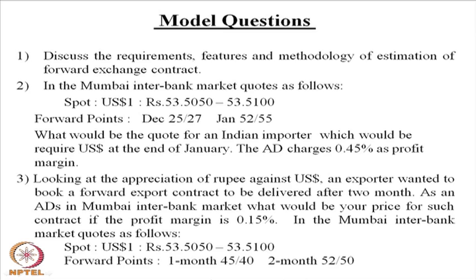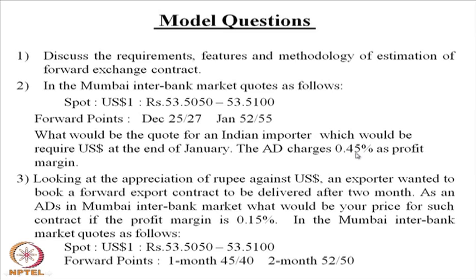Then the second question is a problem. Here the Mumbai interbank market dollar rate is given to you, forward points are given to you, and what would be the quote for an Indian importer who requires US dollars at the end of January. The importer requires dollars, so you surrender rupees, and for the month of January, what rate will the authorized dealer quote if the profit margin charged is 0.45%.